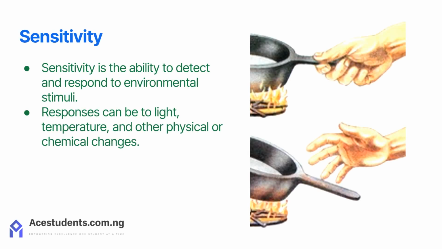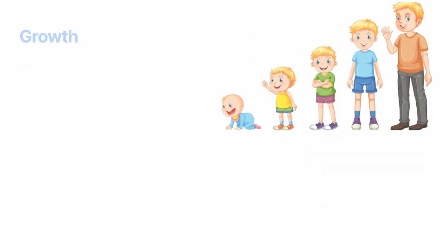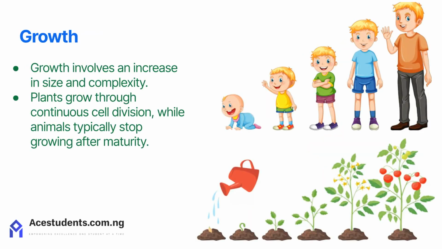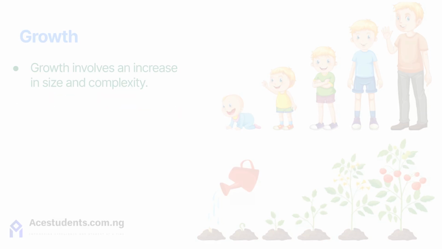Sensitivity allows organisms to respond to changes in their environment, such as light and temperature, ensuring they can adapt and survive in varying conditions. Growth is a characteristic of all living organisms, referring to the increase in mass and size. Plants grow continuously, whereas animals typically stop growing after reaching a certain size.